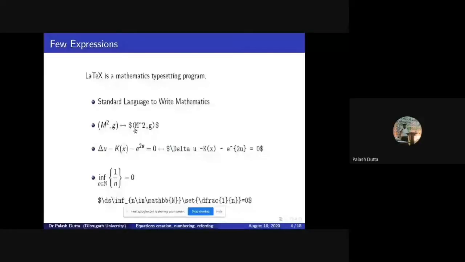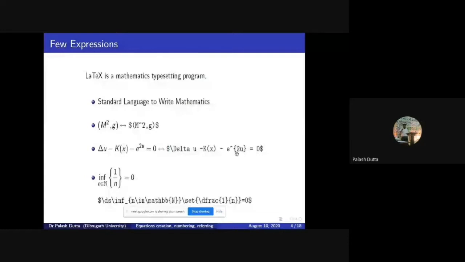Here are some examples. Suppose this is the expression m square comma z. We will write in LaTeX as dollar m, cap to mean square, then z, close this parenthesis, and it will give you this expression. Similarly, if you write under dollar \delta u minus k of x minus e cap twice e, it will give this expression.